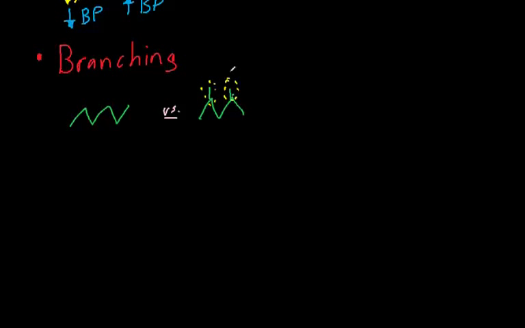And more substituents. Let's write this down. Higher branching, which means more substituents, will result in a lower boiling point, whereas less branching results in a higher boiling point.